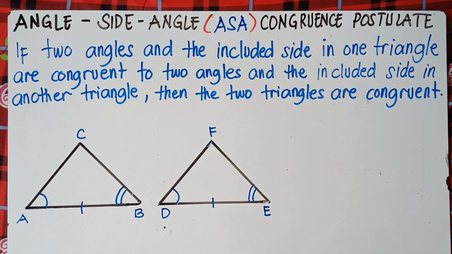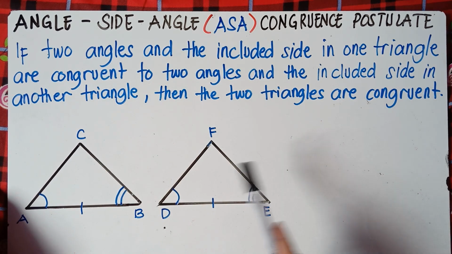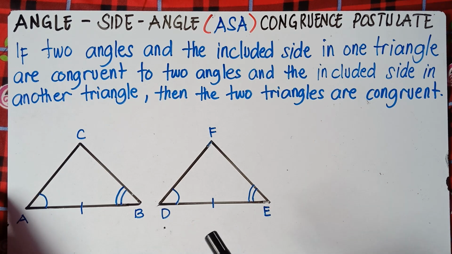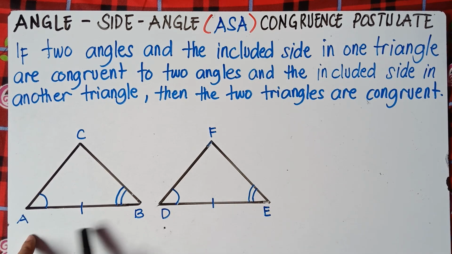So let's go back to angle, side, angle. According to angle, side, angle, if two angles and the included side in one triangle are congruent to two angles and the included side in another triangle, then the two triangles are congruent. So we need to know what would be the included side. The two angles plus the included side. This will be the included side.